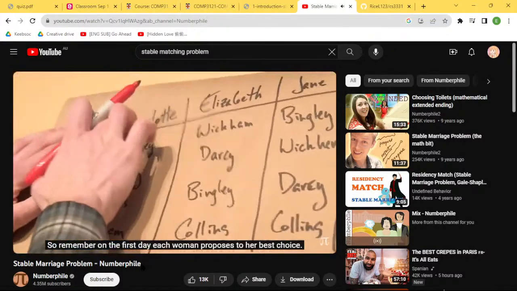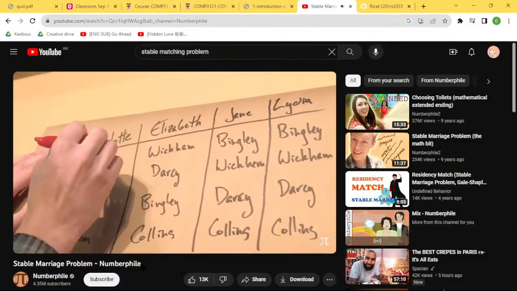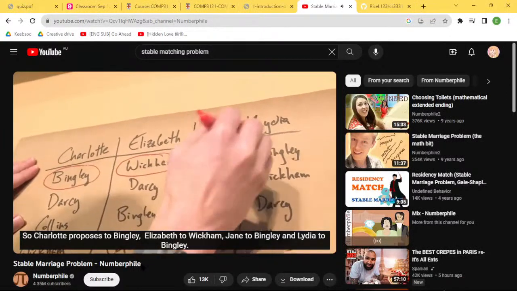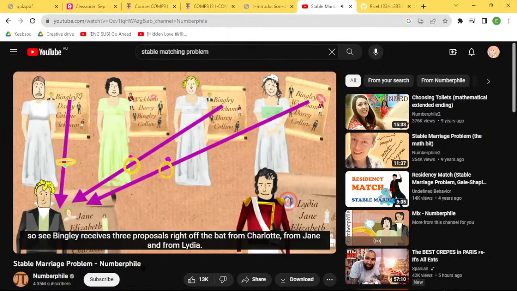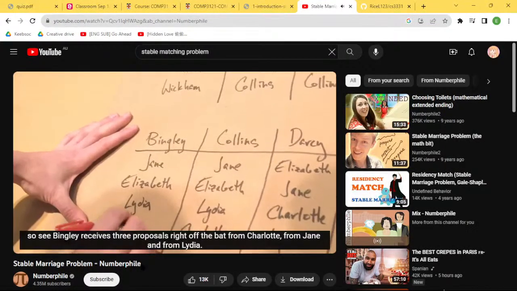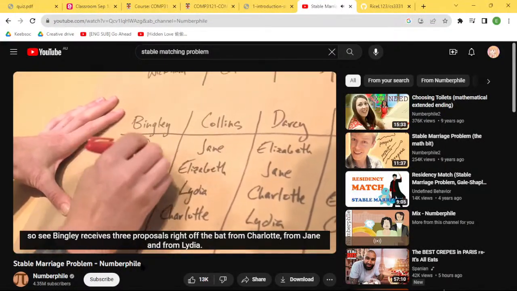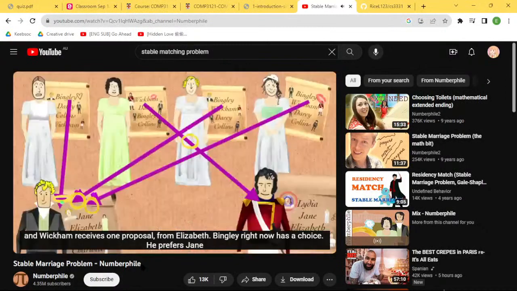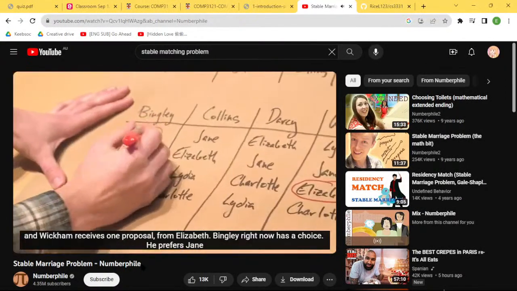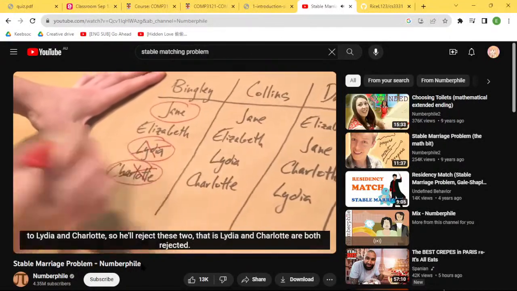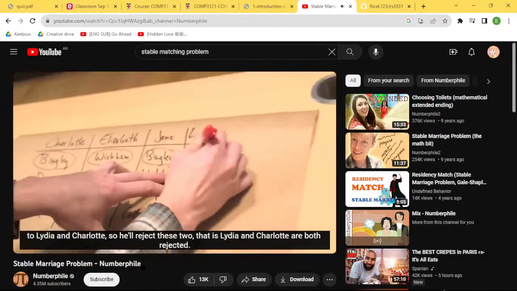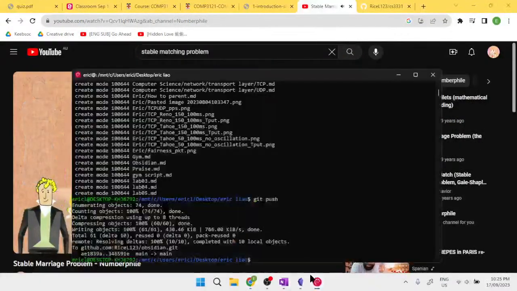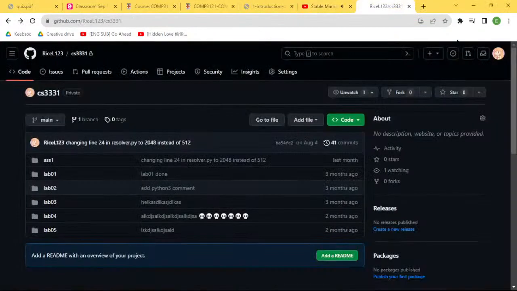Remember, on the first day, each woman proposes to her best choice. So Charlotte proposes to Bingley, Elizabeth to Wickham, Jane to Bingley, and Lydia to Bingley. So Bingley receives 3 proposals right off the bat, from Charlotte, from Jane, and from Lydia. And Wickham receives one proposal from Elizabeth. Okay, Bingley right now has a choice. He prefers Jane to Lydia and Charlotte, so he'll reject these two. That is, Lydia and Charlotte are both rejected. And at the end of the first day, we have two tentative engagements, Elizabeth to Wickham and Jane to Bingley.